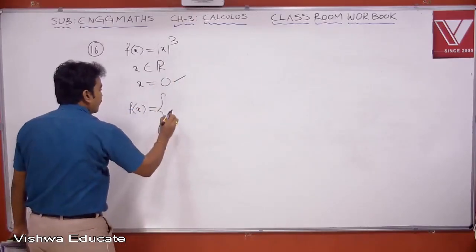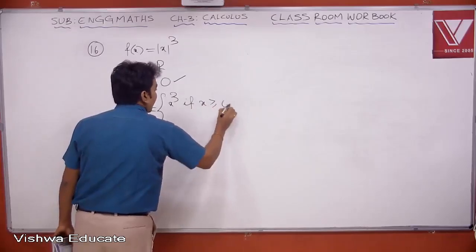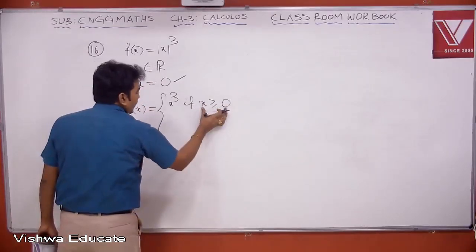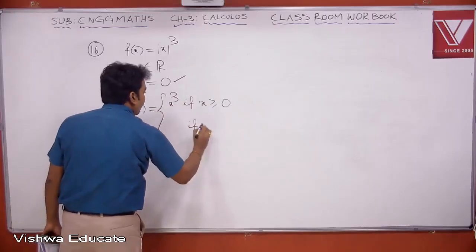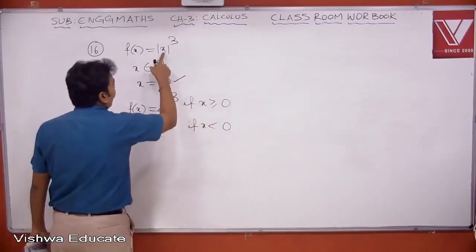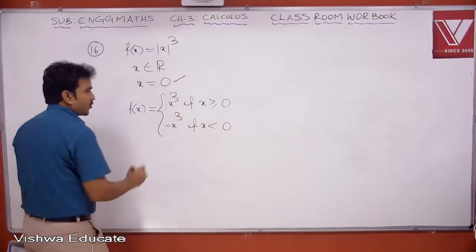Now here the function contains a modulus operator. Let us redefine this function. This is x cube if x is non-negative, greater than or equal to 0. So when x is greater than or equal to 0, mod x is x, so it becomes x cube. Suppose x is less than 0, mod x becomes minus x. Minus x whole cube is minus x cube.